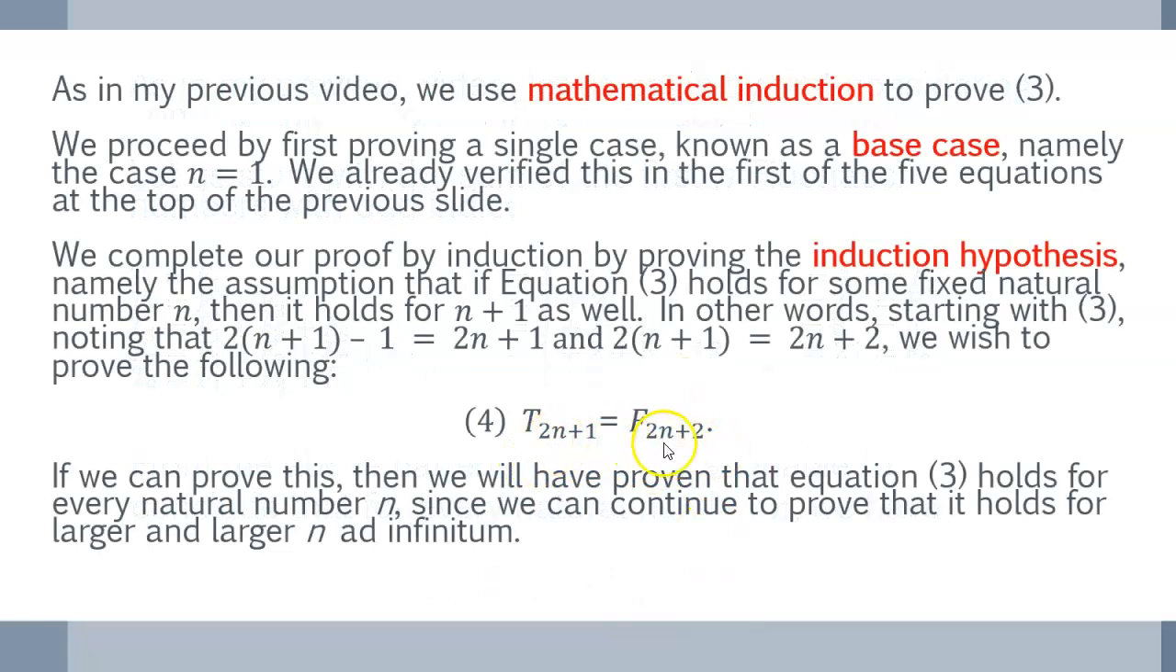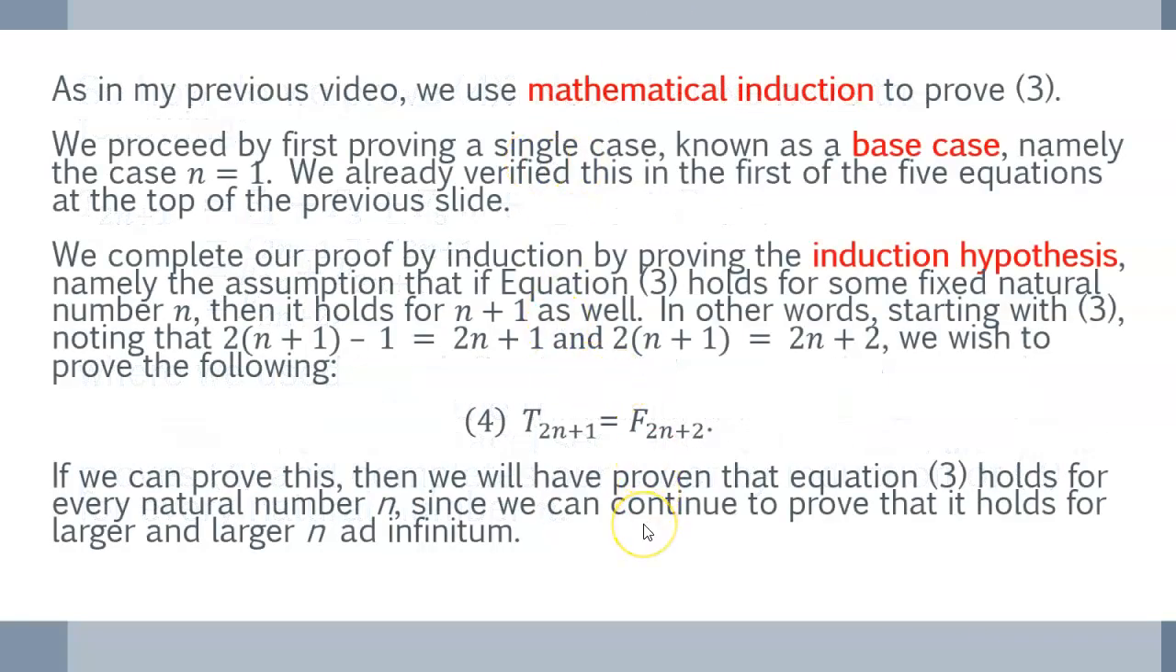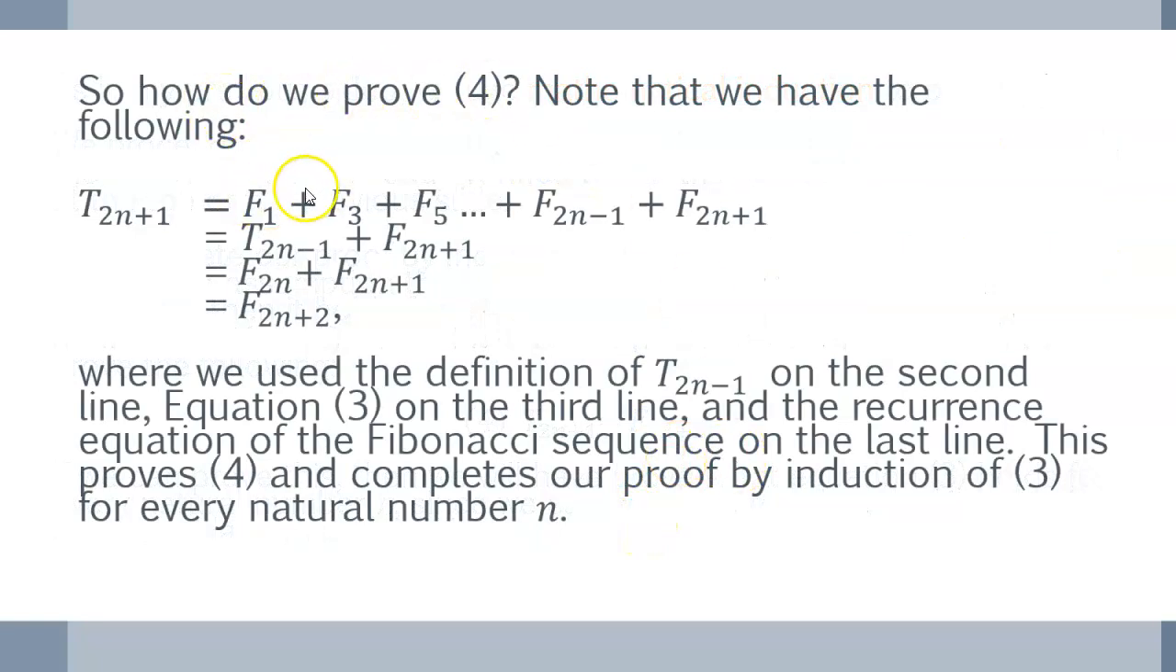So we have to prove formula 4 holds whenever formula 3 holds. If we can prove this, then we will have completed our proof, because we will prove the induction hypothesis. So anyway, how do we prove equation 4? Well, we just use the definition of T2n plus 1, which is the sum of the first n Fibonacci numbers with odd indices, F1 plus F3 up to F2n plus 1.